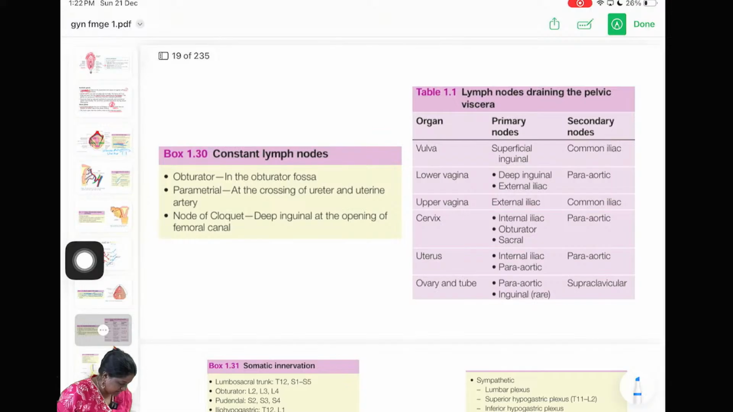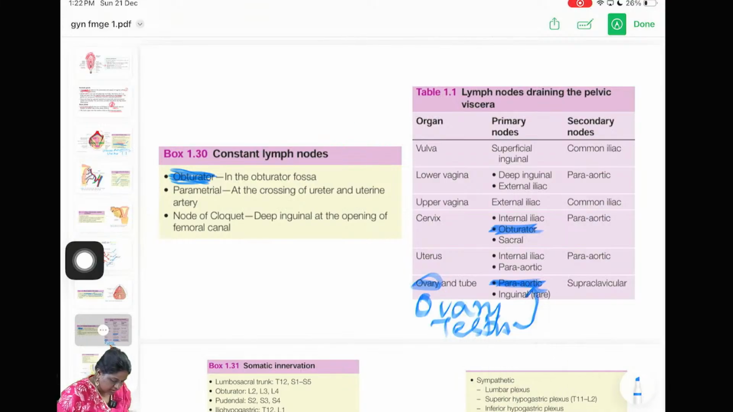And we have lymph nodes. The obturator lymph node is the sentinel node for the cervix. Okay, the obturator lymph node is the sentinel node for the cervix. And the ovary is going to drain into the para-aortic nodes, because the ovary and testis both always drain into the aortic lymph nodes. That you have to remember. Okay, cervix is going to be obturator. The rest, all the external ones, drain into the inguinal lymph nodes.